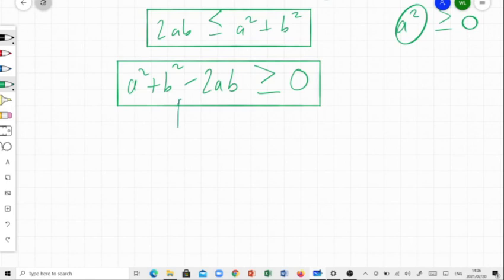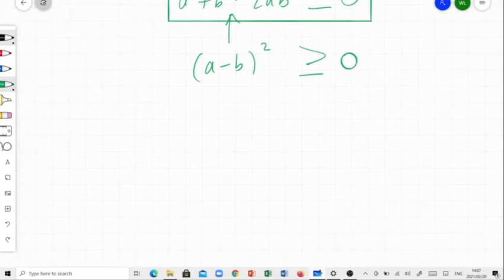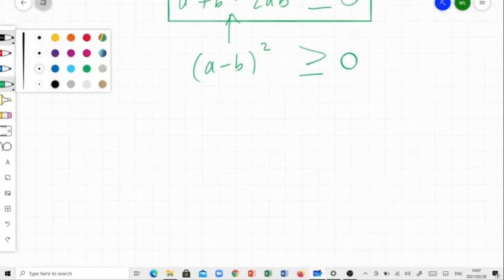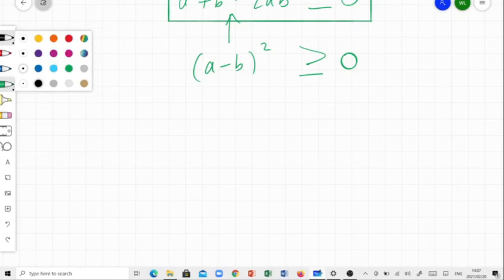Now I look at this: a squared plus b squared minus 2ab is nothing but a minus b all squared. Do you get it? So all I have to do is show that a minus b all squared is actually positive. And this follows because the square of any number is actually positive. So once I've got the rough idea, I'm now ready to write out the formal proof.